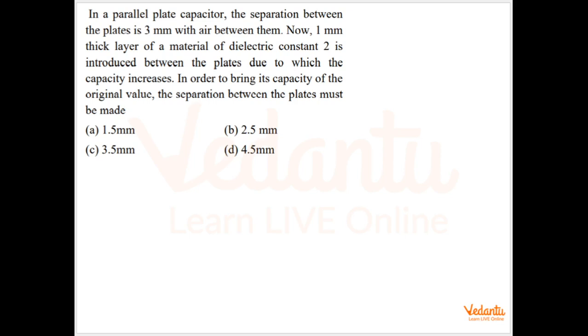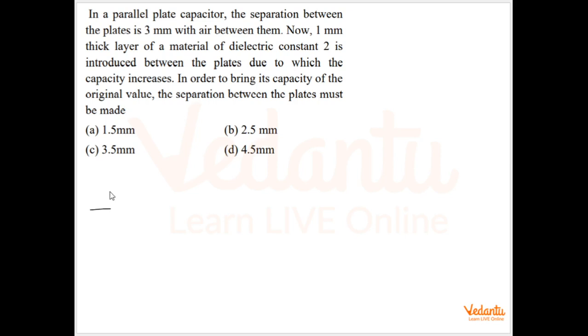In this question, I have a parallel plate capacitor with the separation between the plates 3 mm and air in between. Now a 1 mm thick layer of a material of dielectric constant 2 is introduced in between the plates, due to which the capacity increases. Now, in order to bring the capacity to the original value, how should we increase the separation between the plates?